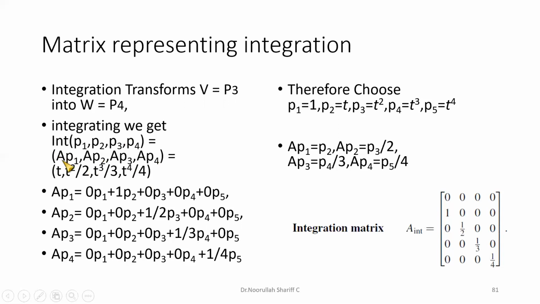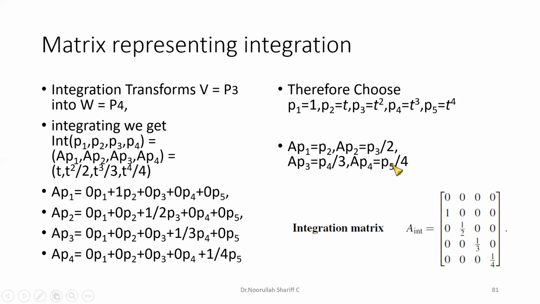So AP1 is T, and that T is nothing but P2. That's why we have AP1 equal to P2 here. AP2 is T squared by 2, and T square is P3. Therefore, AP2 is P3 by 2. AP3 is T cube by 3, and T cube is P4 here. So therefore, AP3 will be P4 by 3. AP4 is T to the power 4 by 4, and T to the power 4 is P5.